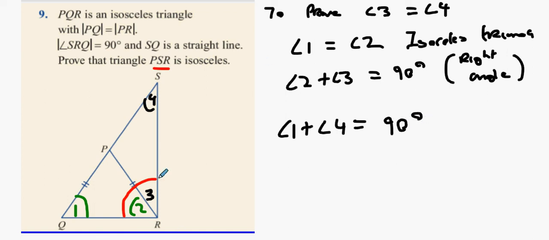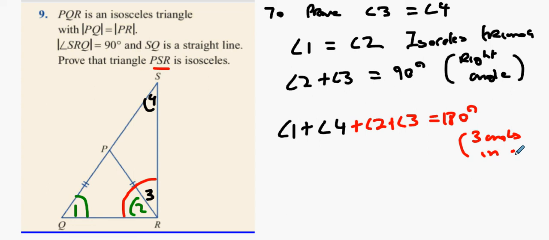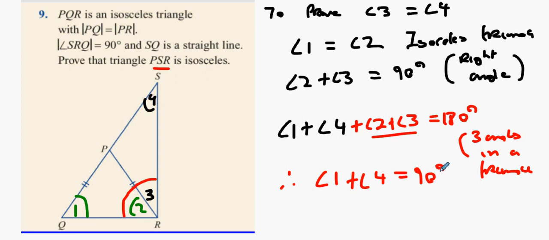Now the reason why it equals 90 degrees is because, sorry, we can do it like this. Angle 1 plus angle 4 plus angle 2 plus angle 3 equals 180 degrees. That's 3 angles in a triangle. Okay, this would therefore mean angle 1 plus angle 4 equals 90 degrees. And we have it now.